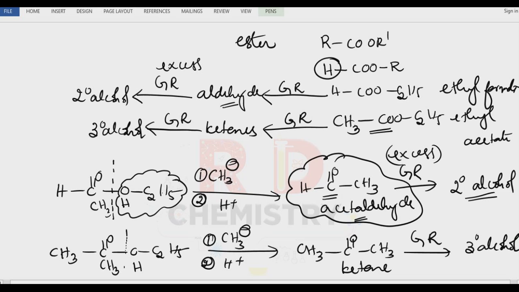Clear? Tertiary alcohol. Right? So there are two steps here. The second step is the excess of Grignard reagent. Otherwise, the reaction can be stopped at either the acetaldehyde stage or the ketone stage. Clear?